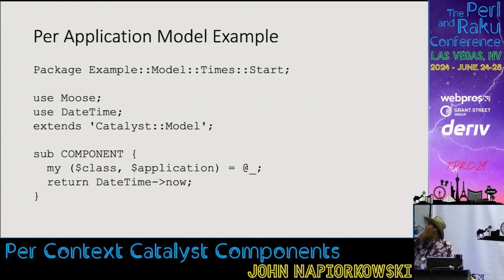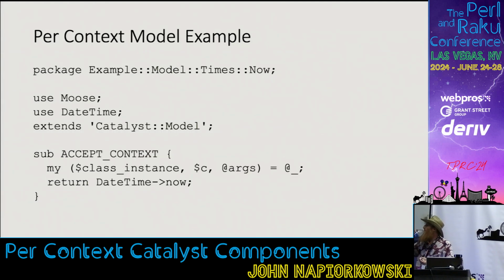If instead you implement accept context, that converts it into a per context model, which means that every time you call it, you get a new one. And the upside to the per context model is you get the context, which means that you can have access to requests, such as the body parameters and all those kinds of things.